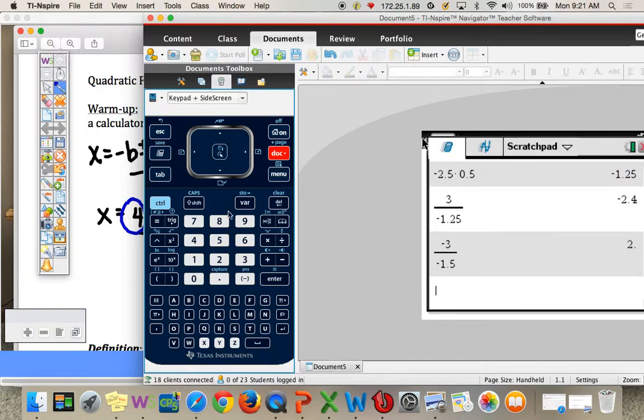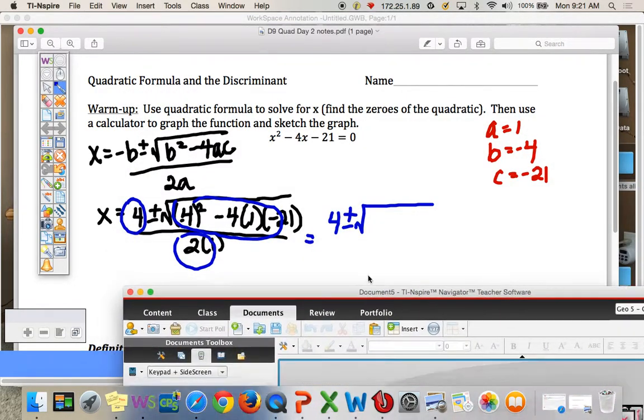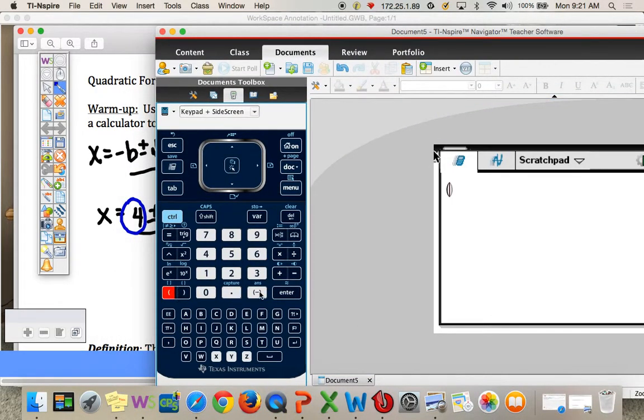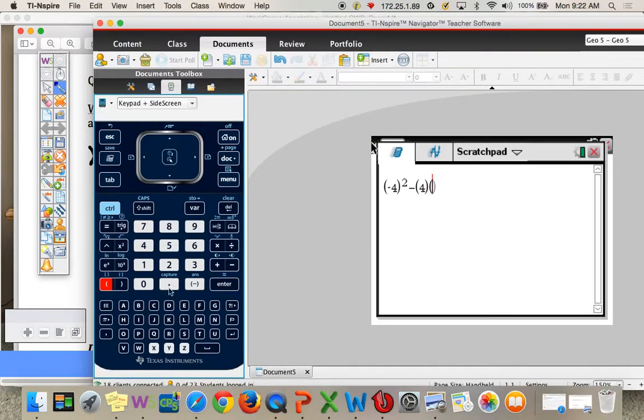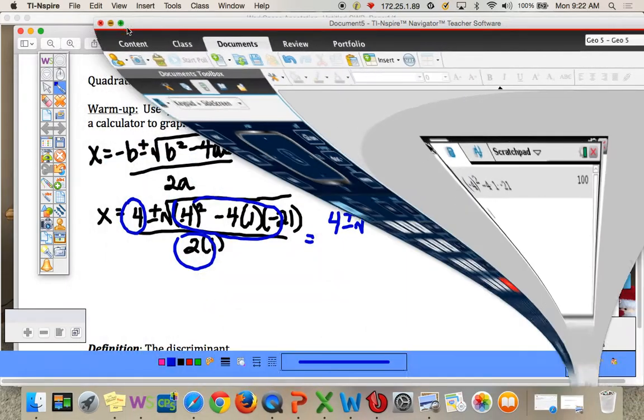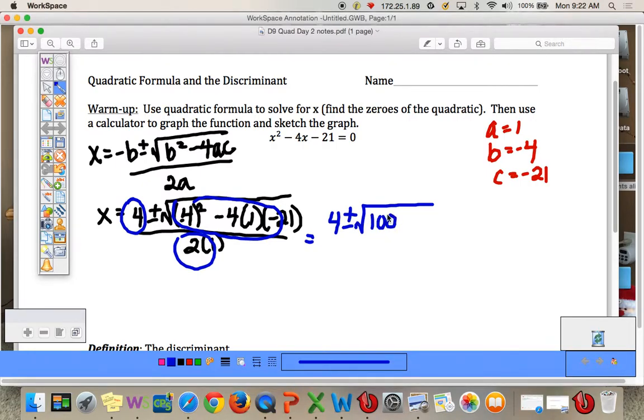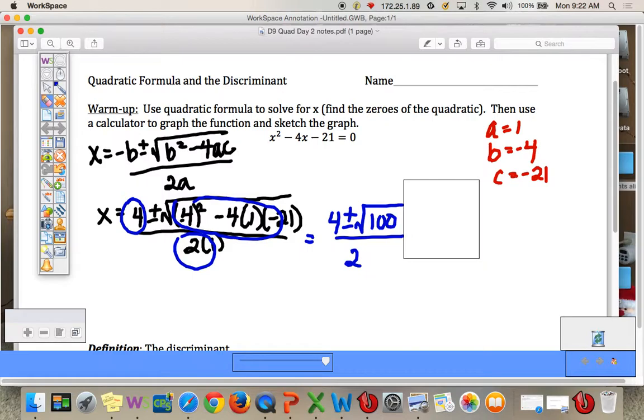So let me clear my scratch pad. All right, so we have negative 4 squared minus 4 times 1 times negative 21. You should just be able to type that in. So there's the second chunk, and it's 100, all over 2a, or 2 times 1, all over 2. All right, so on your test, I'd want to see these 3 numbers, these 3 chunks, these 3 musketeers.